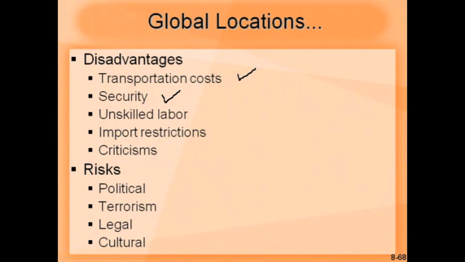Many times in newspapers we read that something is being transported over the sea by ships. So there is a lot of risk to that. Another risk could be unskilled labor. Labor in poor countries or developing countries may not be highly skilled, and that can affect the quality. There could be import restrictions or sometimes even criticism.